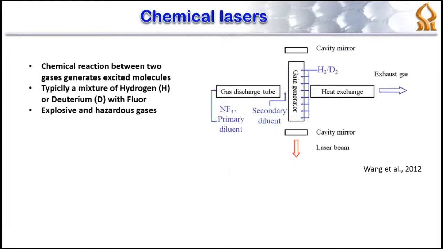Chemical lasers are based on a reaction between 2 gases, typically a mixture of hydrogen or deuterium with fluorine. And this generates excited molecules, and then you have the gain. These gases are hazardous, and you can see here on the left a typical scheme. You can see the gas going into the oscillator, and you have two cavity mirrors, and it's a flowing gas, so you have exhaust gas, and you have the laser beam coming out from the bottom here.